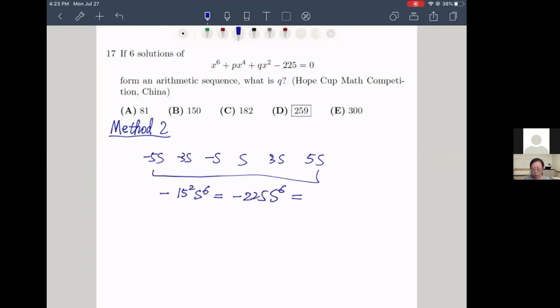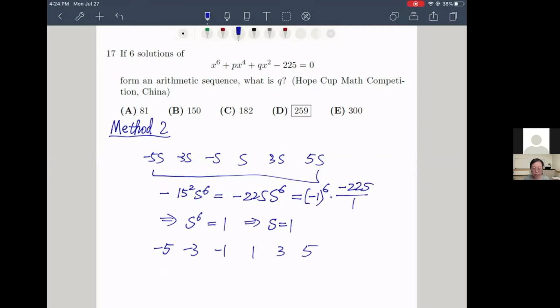By the Vieta formula, a equals negative 1 to the power of 6, because the highest order is 6, and negative 225 divided by 1. So this tells us that s to the 6th is 1. So s could be negative 1 or positive 1, but it doesn't matter because we don't care about the order, whether it's descending or ascending. So let's say that s is 1. With that, we have negative 5, negative 3, negative 1, 1, 3, 5 as the roots.